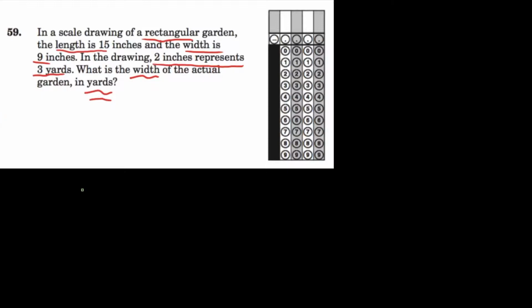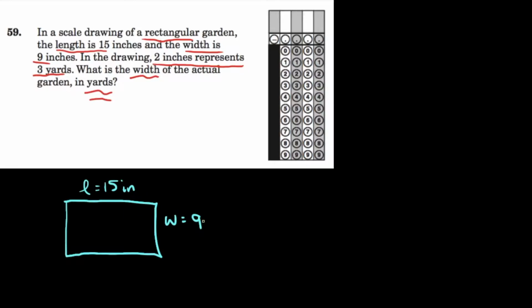Why don't we get a little drawing of what's going on here? So it's a rectangular garden. They tell us the length is 15 inches and the width is 9. So I'm going to make the length this side. It doesn't really matter which way we orient a rectangle. The width is 9 inches. Now the question is, what is the width of the actual garden in yards?